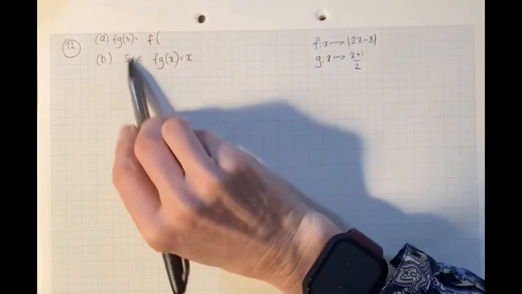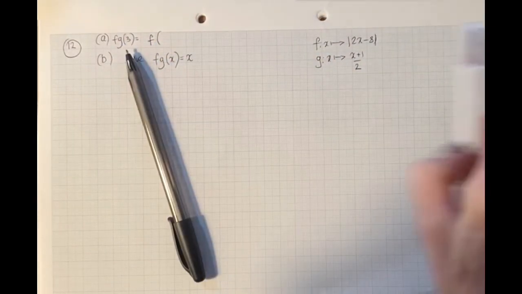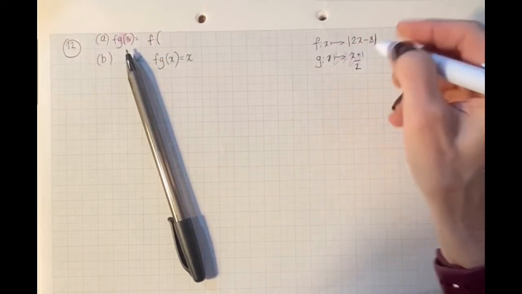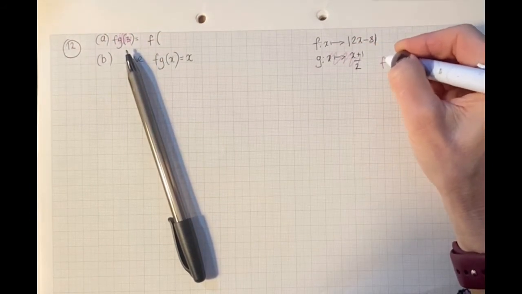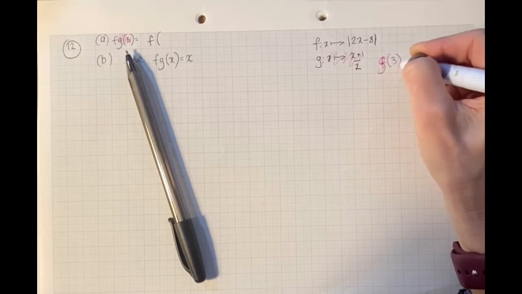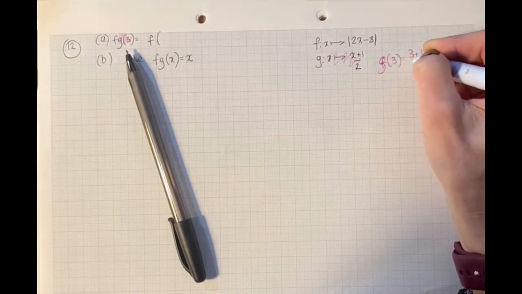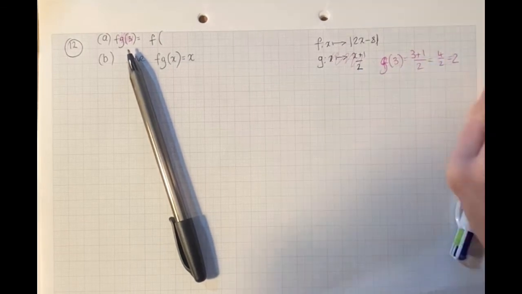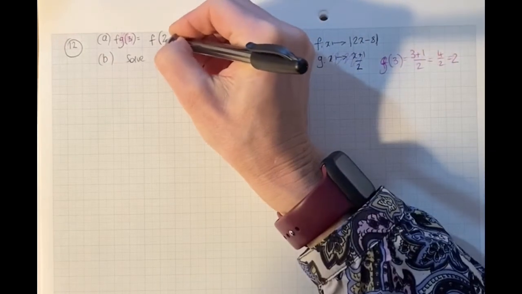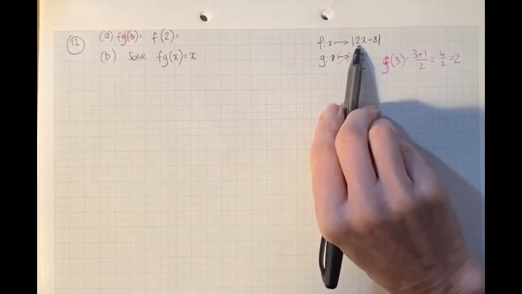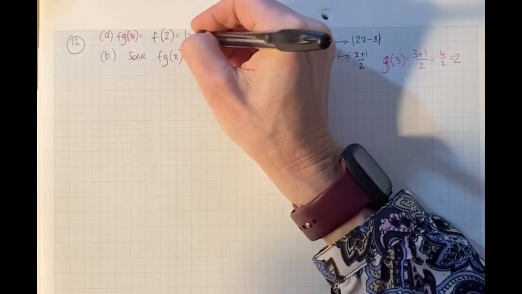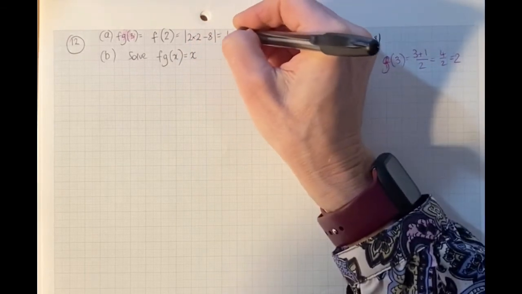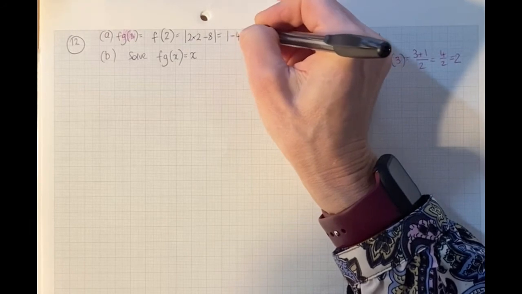So the value of g of 3, as you can see, here's my function g. g of 3 will be (3 plus 1) over 2, so it's 4 over 2, which is 2. So it's the same as f of 2, and then we're going to substitute 2 into this modulus function: modulus of 2 times 2 minus 8, that will give me modulus of minus 4, which is 4.